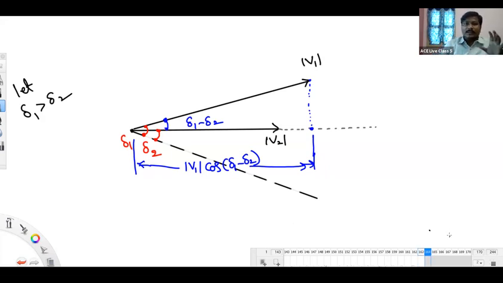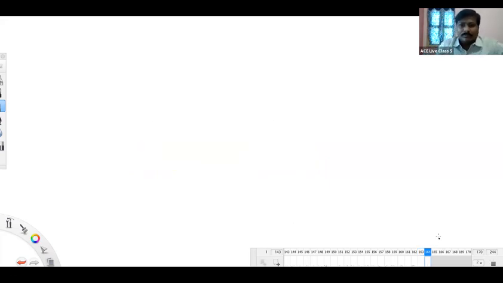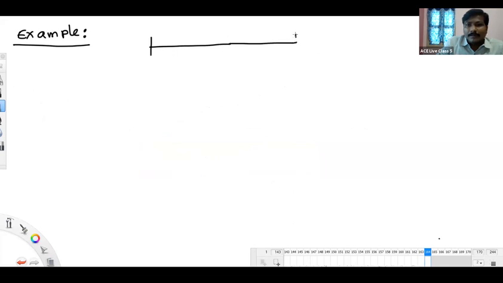So I'm taking up one small example to give more clarity. Whatever things you have in your mind, just leave them. Just take them out first. Just listen concentratedly to whatever I am saying. Look here. Example: I'm taking up a two-bus system like this.